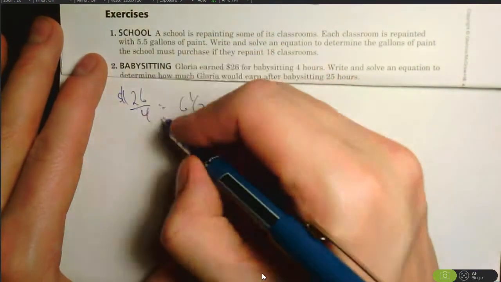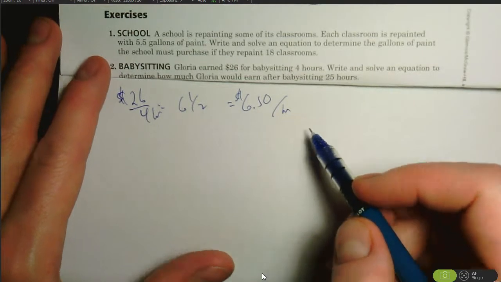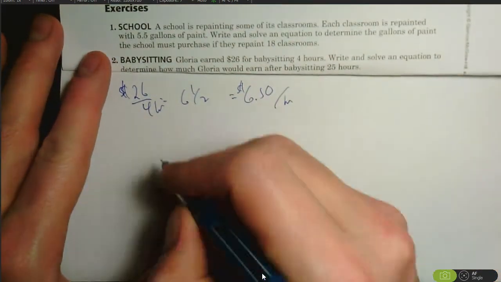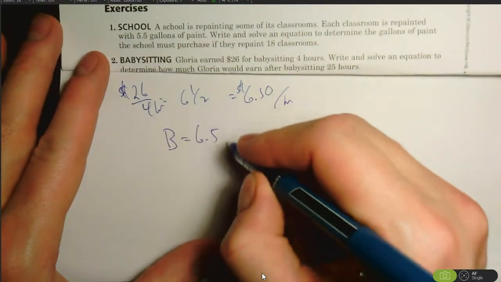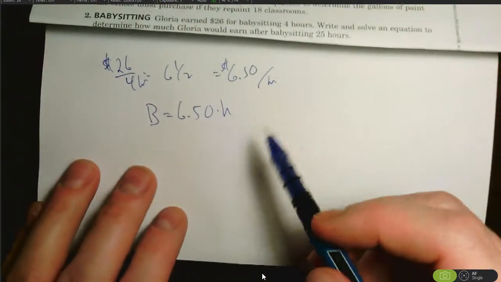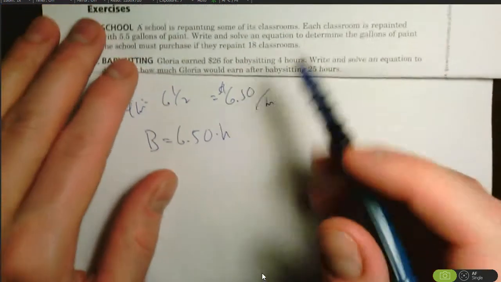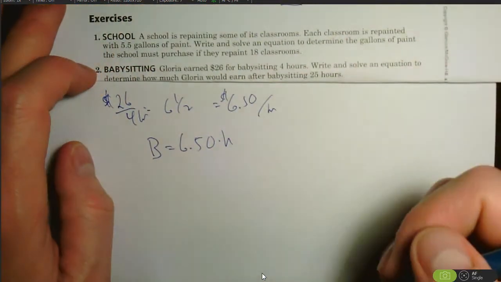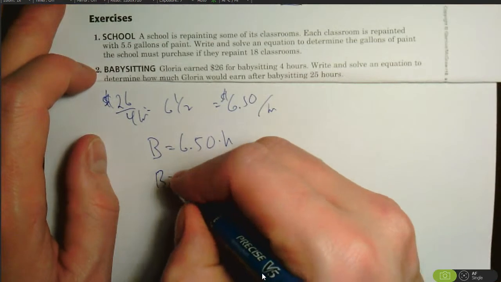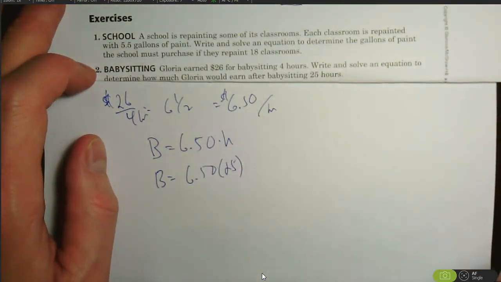We're actually finding the unit rate here. She had $26 over 4 hours. That is $6.50 an hour. So let's call it B for babysitting, B is 6.50 times H. Each hour she works, she makes $6.50, so H hours. So the question is asking us, how much would she earn after babysitting 25 hours? So B equals 6.50 times 25. And that's what we're going to have to multiply out.